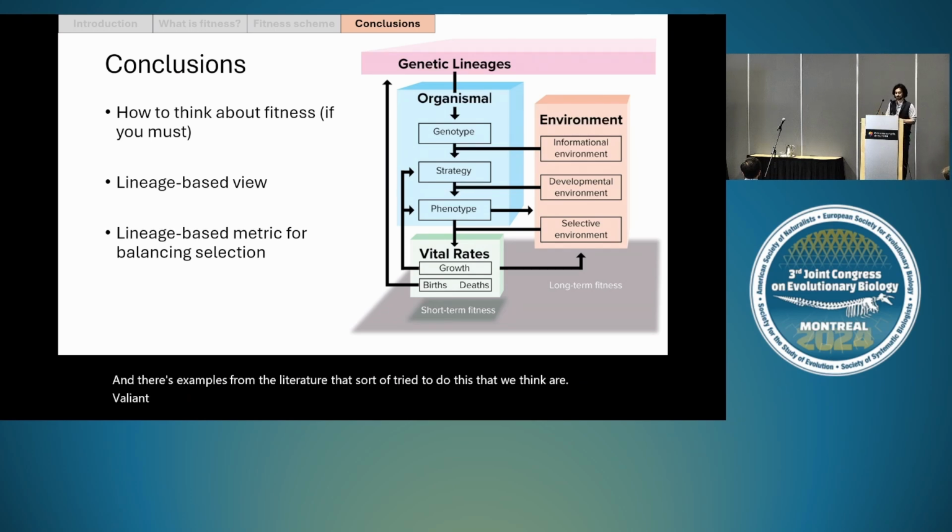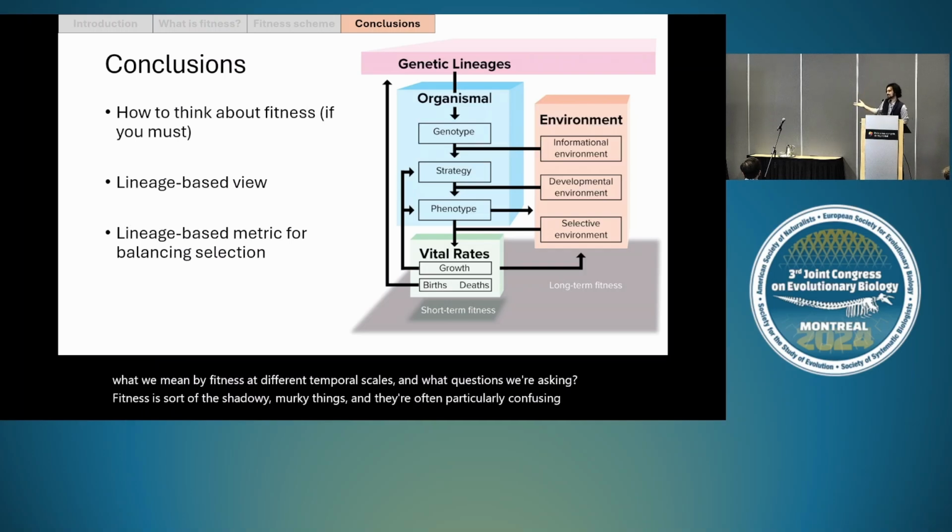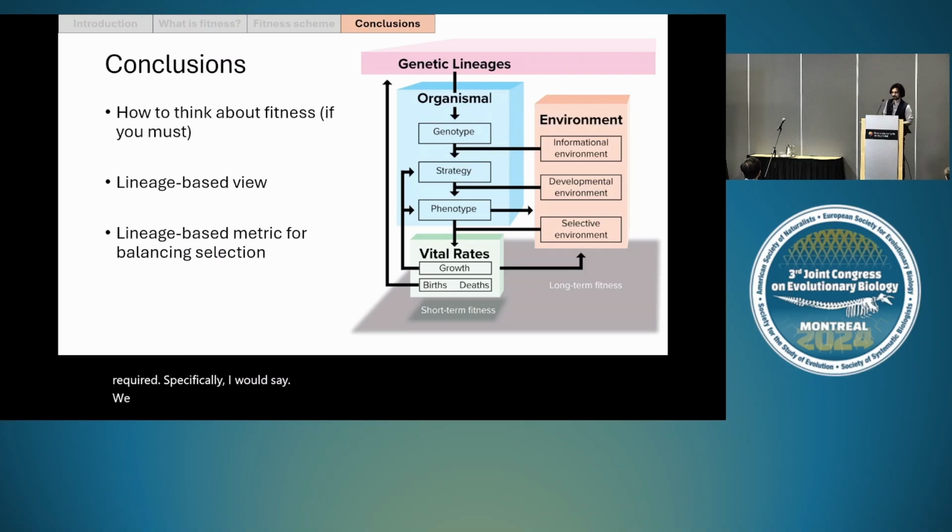And so in closing, we think we need to be precise with our language, what we mean by fitness at different temporal scales, and what questions we're asking. Fitness is these shadowy, murky things, and they're often particularly confusing because the same terms are used without the rigorous definitions that are required. Specifically, I would say we should ditch short-term fitness and just talk about vital rates, and then talk about lineage fates, which is fitness in the long term. So I'll leave it there.